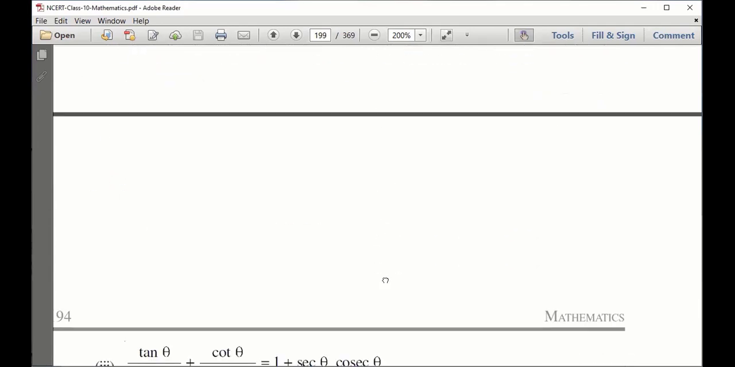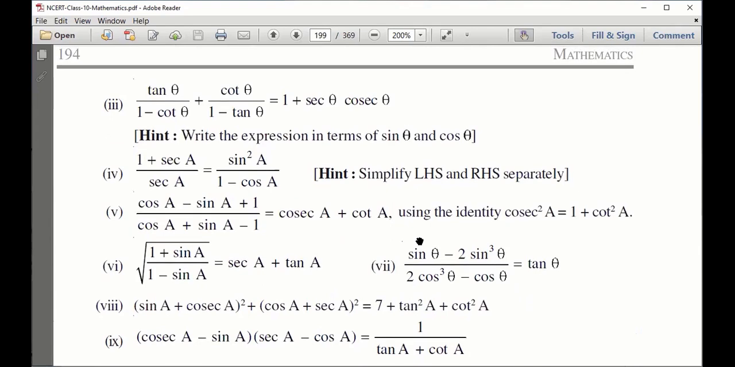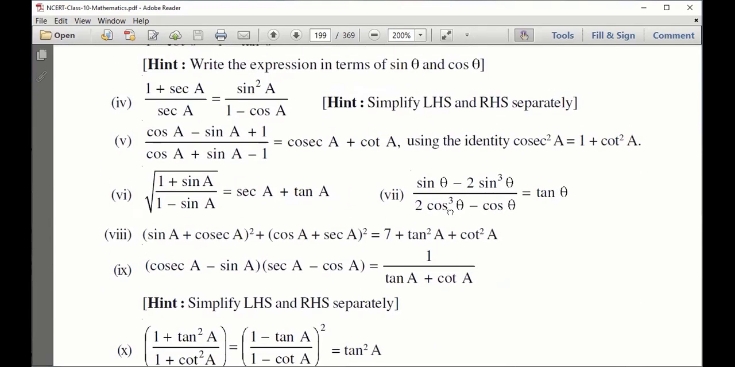Do we have anything more here like this? See, all of this can be solved very easily. Let's say we solve question 6. Square root of 1 plus sine A by 1 minus sine A equal to sec A plus tan A. We have to prove it. Can anyone say how to do it? Very easy. I'll tell you 5 tips which are very important to solve these trigonometric problems. 5 golden tips.